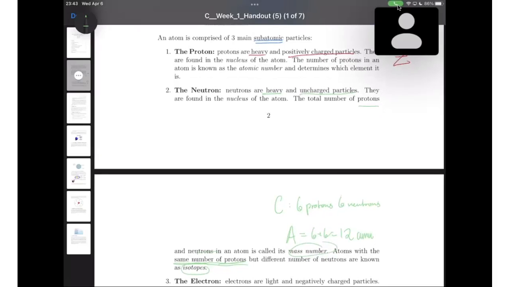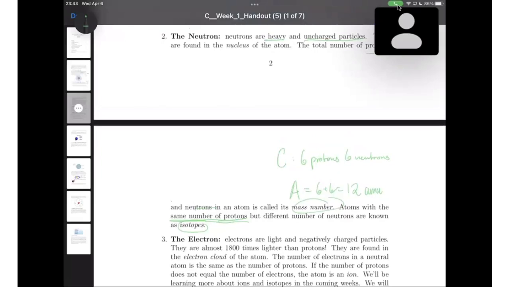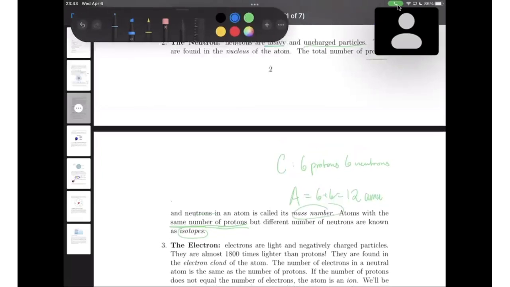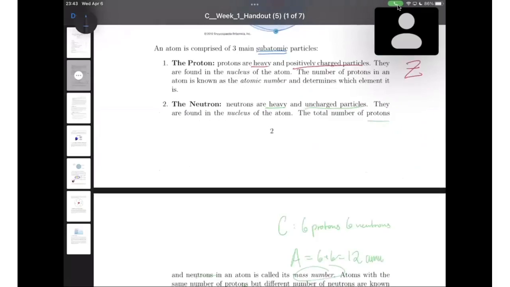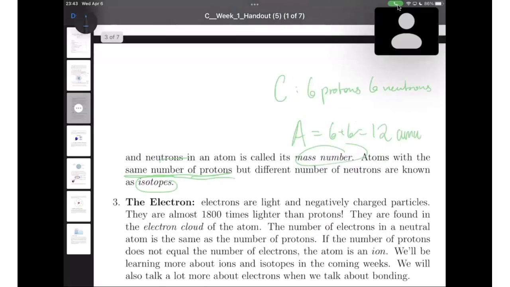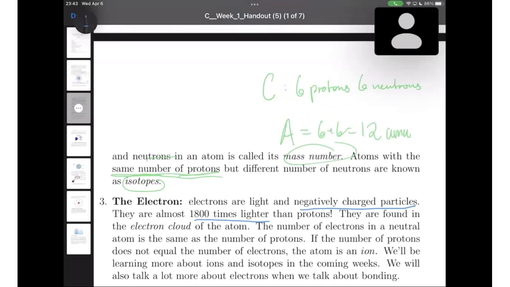All right. Continuing on finally to the electron, which I will use blue for. The electrons are those negatively charged particles out here. Electrons are very special in the sense that they are almost 1,800 times lighter than protons and neutrons. Yet, they're negatively charged particles. They're found in the electron cloud of the atom, which is the region surrounding the nucleus where the electrons could be at any random point in time.